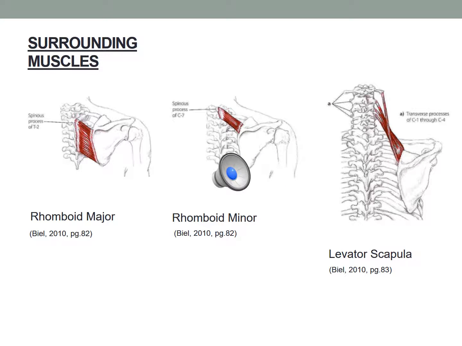The rhomboid major and minor muscles are medial to the spine of the scapula. They originate from upper cervical and thoracic vertebrae and insert onto the root or medial border of the spine of the scapula and the inferior angle of the scapula. The levator scapula muscle also originates from the upper vertebrae and inserts onto the superior aspect of the medial border of the spine of the scapula. The levator scapula is superior to the medial part of the spine.